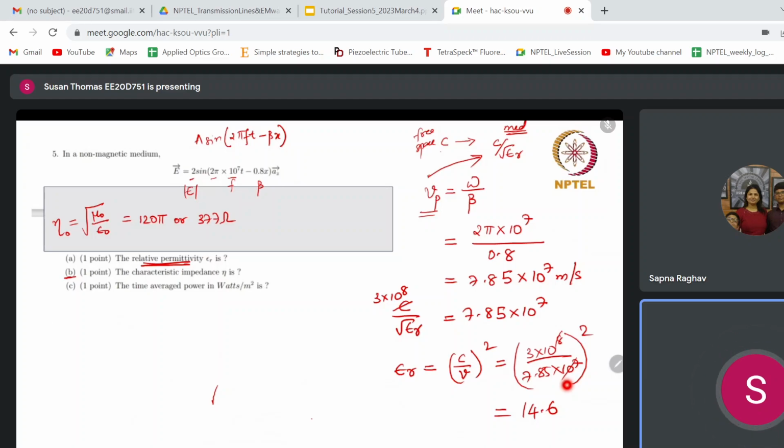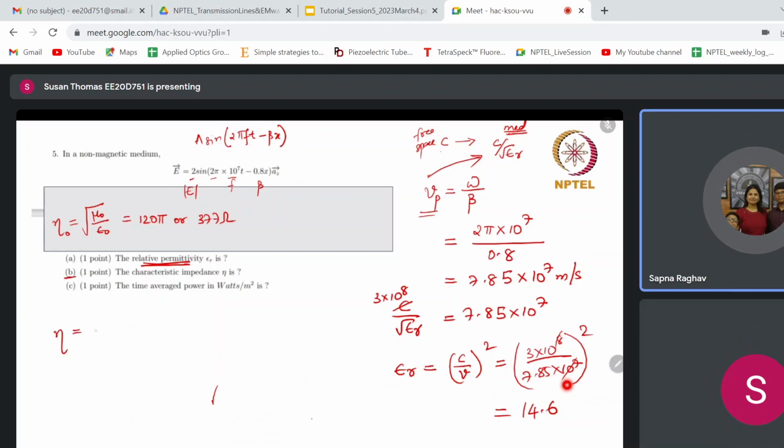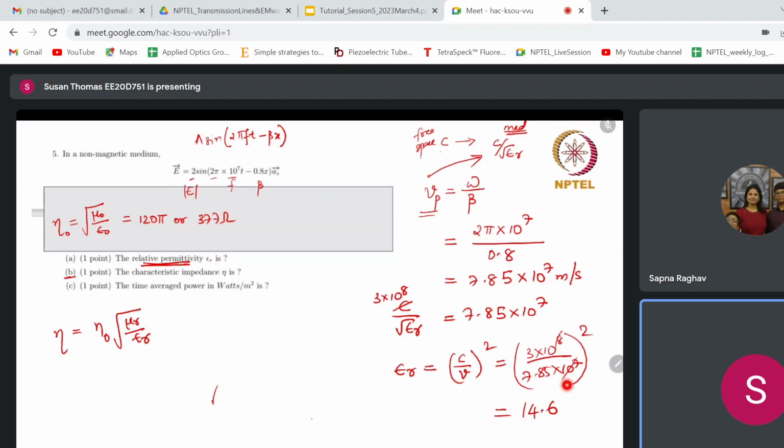Now when it becomes a medium, what is the difference? Mu becomes mu naught mu r, and epsilon becomes epsilon naught epsilon r. Yes, exactly. So it is nothing but eta naught into root of mu r by epsilon r. Assuming that mu r is 1, and epsilon r we already calculated, eta is basically 120 pi by root of 14.6. So this comes out to be 98.66 ohm. So this will be the characteristic impedance of the medium.